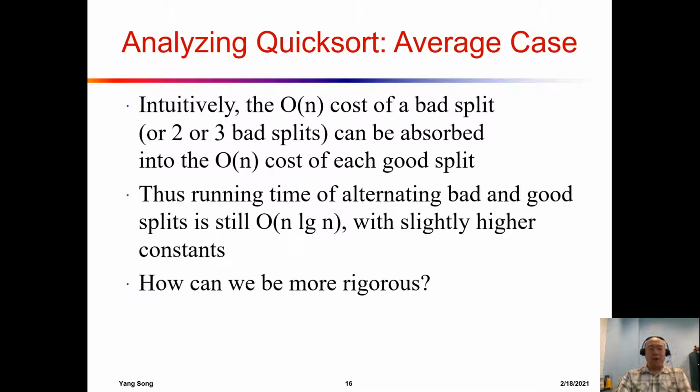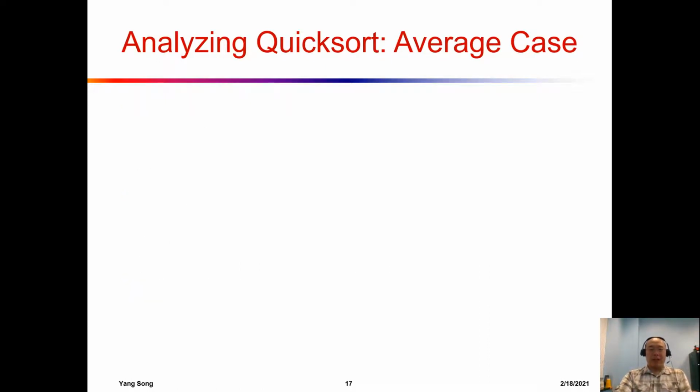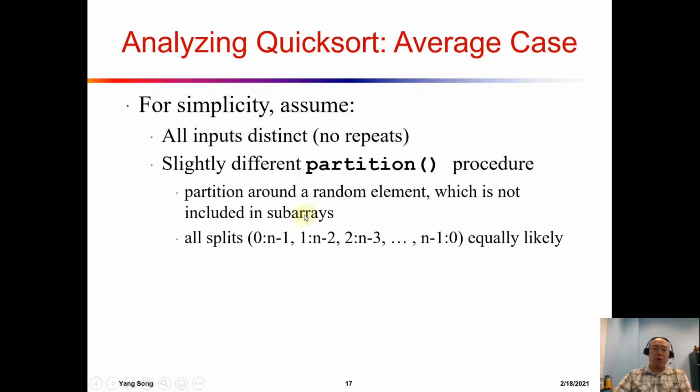Okay, so how do we do that? We want to consider all the possible partitions. It could be 0 to n minus 1. Why is it 0 to n minus 1? That is the worst partition: zero values on one side and n minus 1 on the other side. And what is the remaining one? The remaining one is the pivot. The pivot will stay there, right? So that is one of the possibilities.